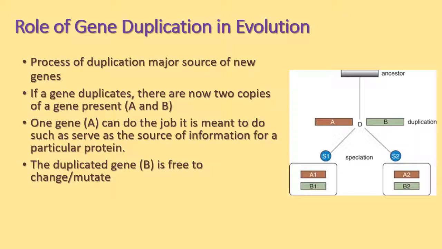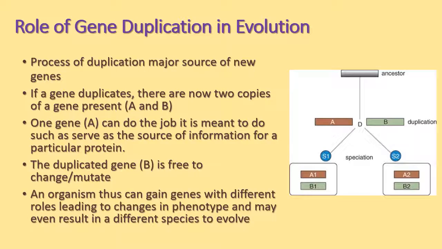something else. If it ends up being bad, then no worries because gene A is still carrying out the function, but it can end up being a change that gives the organism some kind of advantage in its environment. And so that's what evolution is all about. So you can gain genes with different roles, leading to different phenotypes, can even result in a different species evolving and can give that species an advantage in its environment.